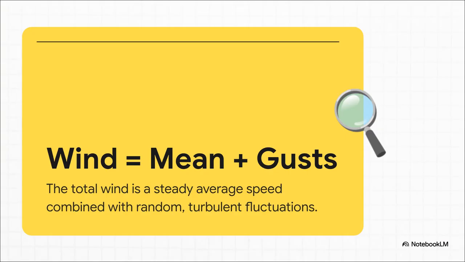Well, the model starts at this beautifully simple idea. The wind at any given moment is just two things added together. A steady, average wind speed, that's the mean, plus this chaotic, fluctuating part, the gusts. And the secret is that these gusts are designed to average out to zero over time, but they're where all the chaotic energy comes from.